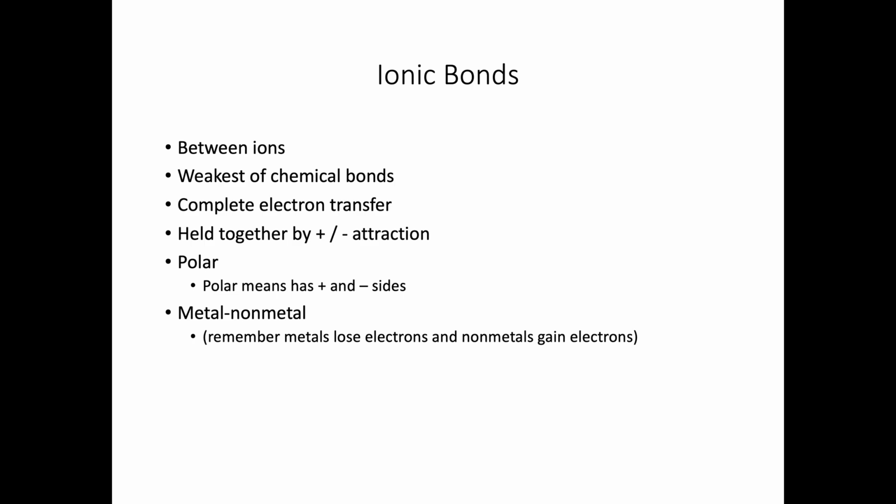So ionic bonds are the weakest of chemical bonds. They're between ions, okay? So you have positives and negatives. They have complete electron transfer. They're held together only by the fact that the positive ion sticks to the negative. Polar means it has positive and negative sides. Typically, it's between a metal and a nonmetal. So what happens is the metal loses an electron and the nonmetal gains it. The metal becomes positive, the nonmetal becomes negative. Okay, and they stick together.